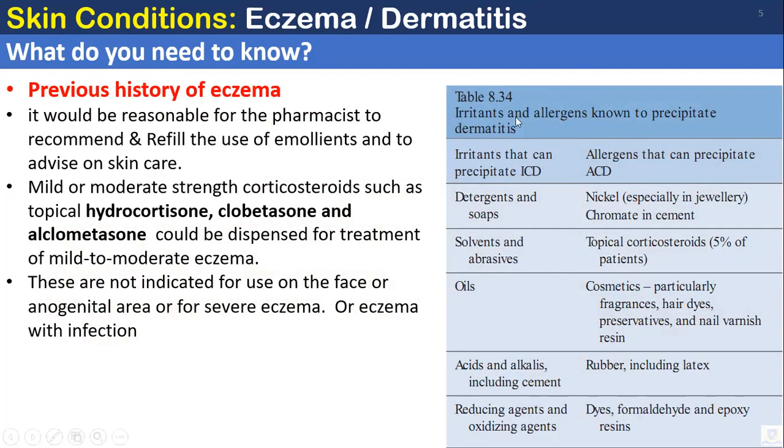What we should know about the asthma: we should know the type of allergen and irritant that may cause dermatitis. Irritants include detergent and soap, solvents and abrasive oils, acids, alkalis, reducing agents, and rubber including latex.